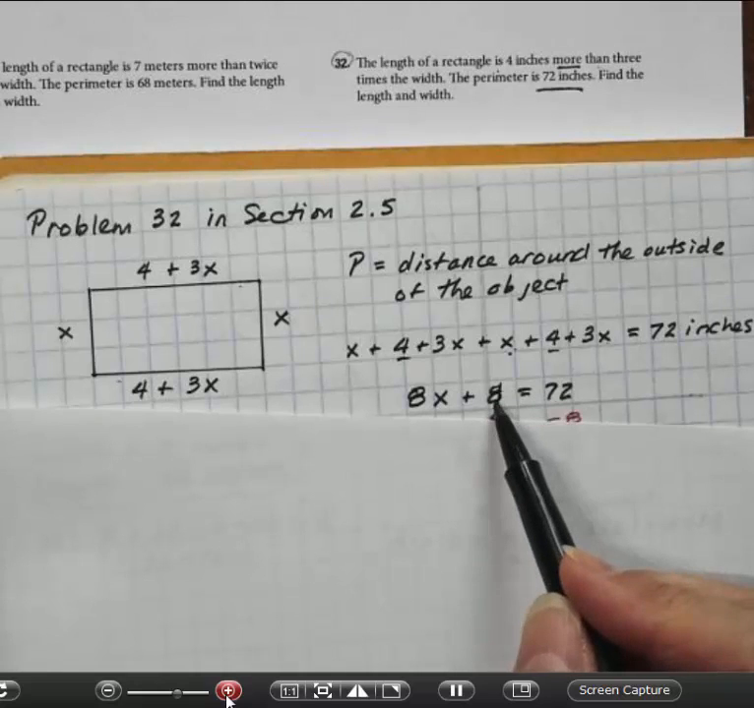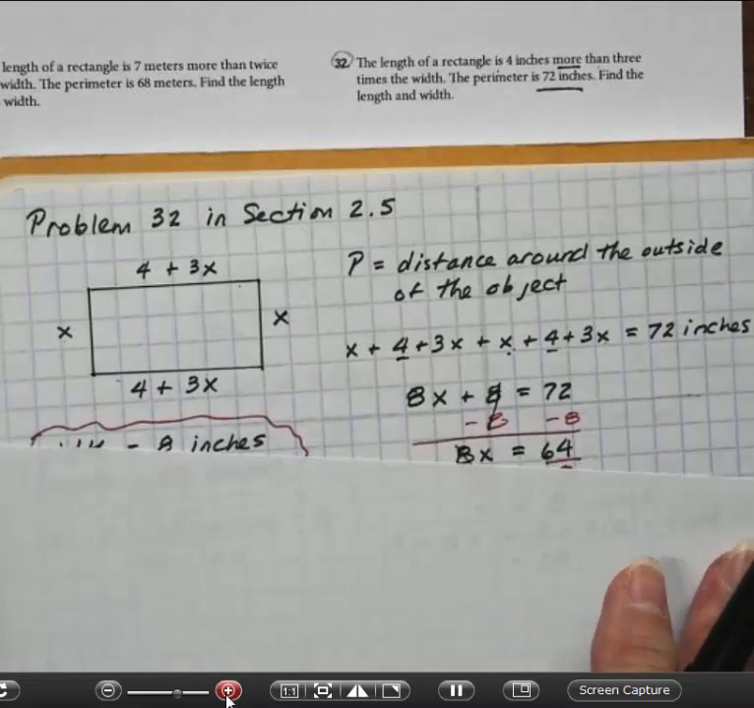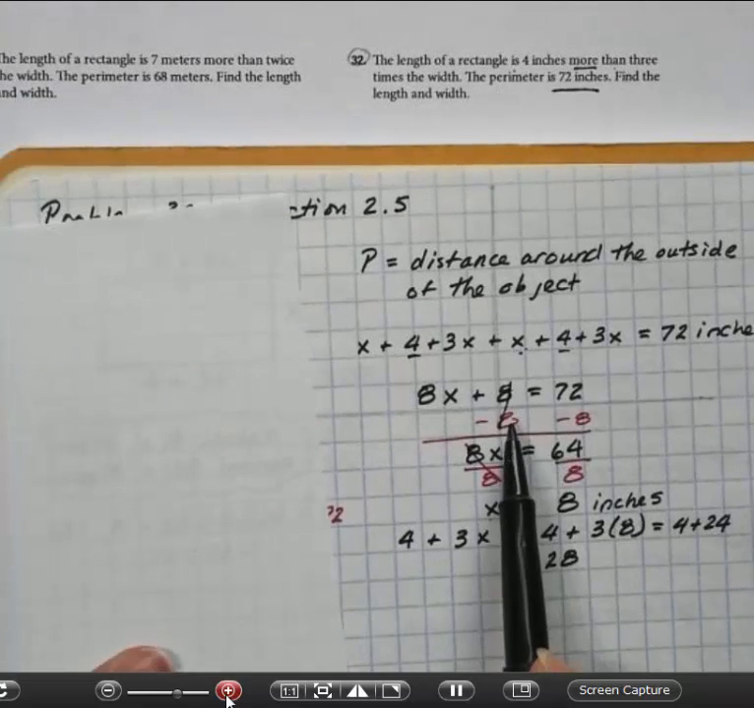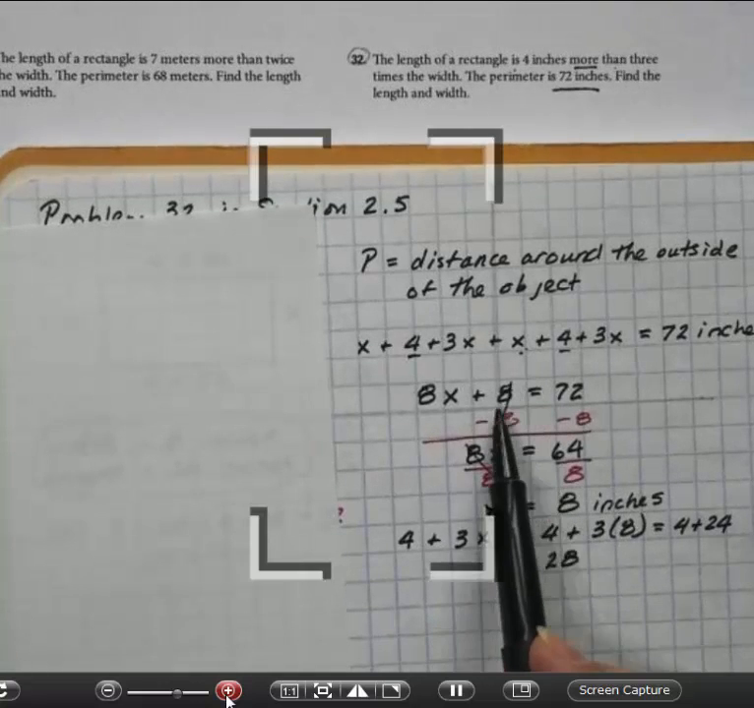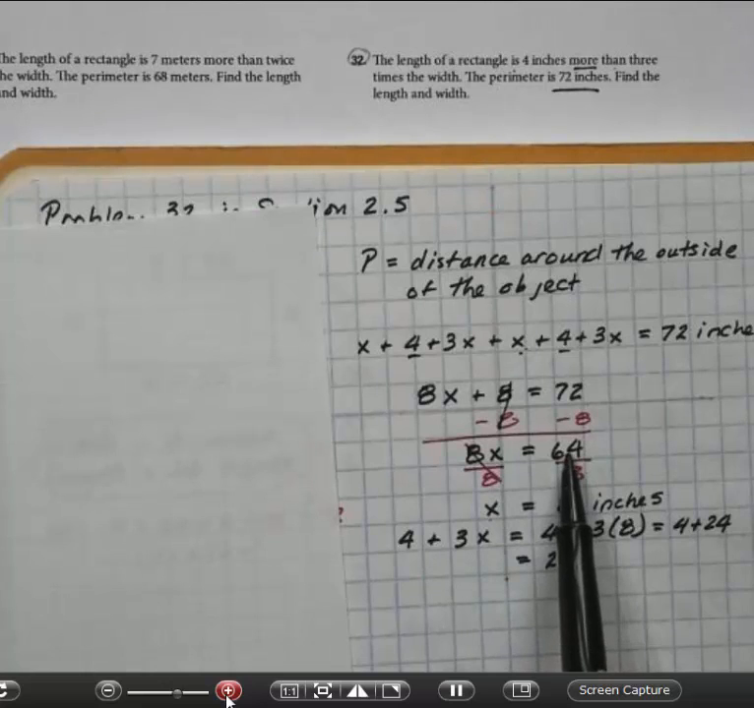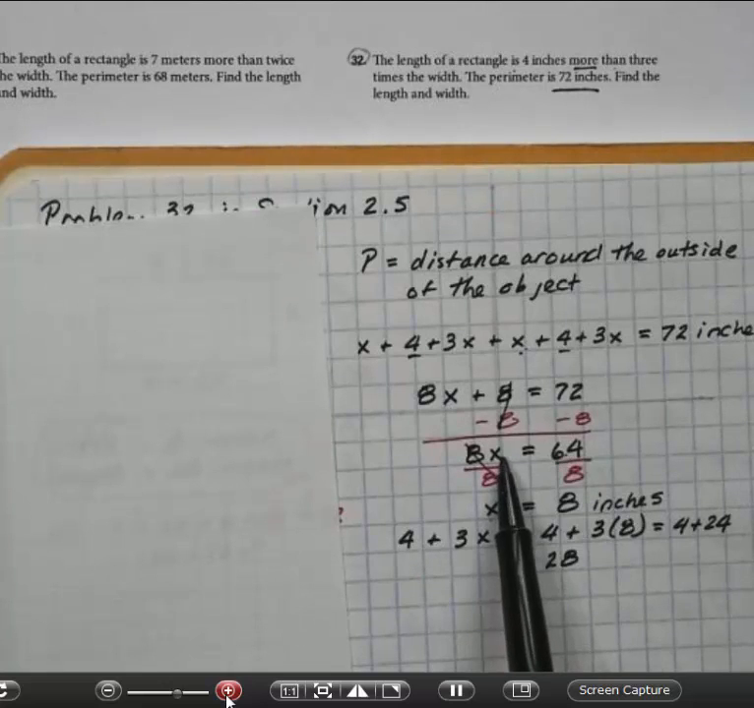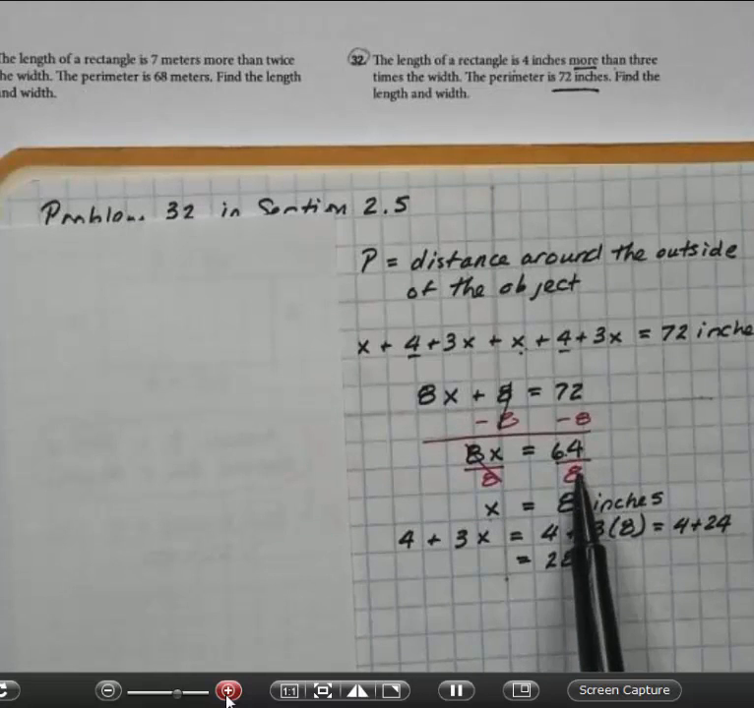Then we're going to subtract 8 from both sides, which is what we did right here. These 8's cancel out, and I'm left with 8x equals 64. Then I want to get the x by itself, so I'm going to divide both sides by 8. x equals 64 divided by 8, which is 8.